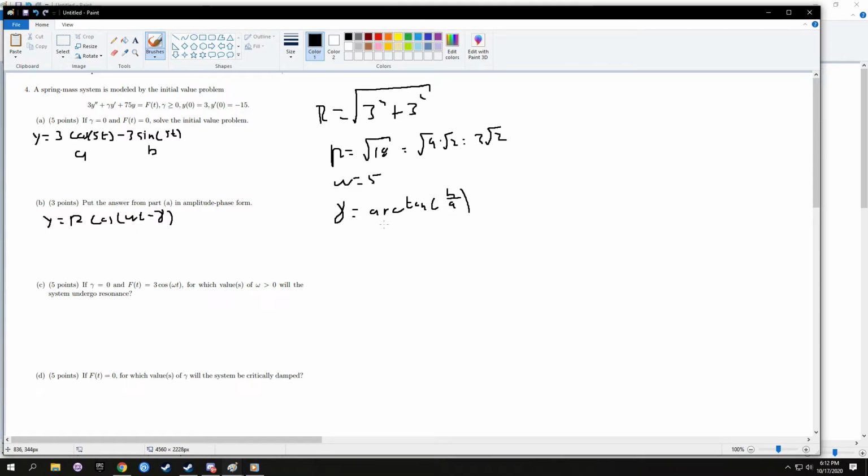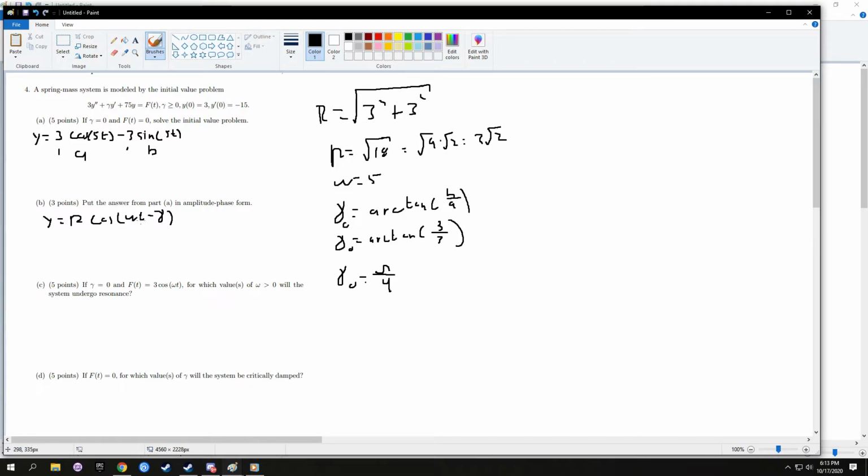Now, what are B and A? They're these values right here. This is B, this is A. So delta equals arctan of 3 over 3. I'm not going to put a negative there, you're going to see why. So arctan of 1. What's arctan of 1? That's 45 degrees. I'm going to call this delta naught. My bad, this is pi over 4, or 45 degrees. We're going to keep it in radians because delta is always in radians.